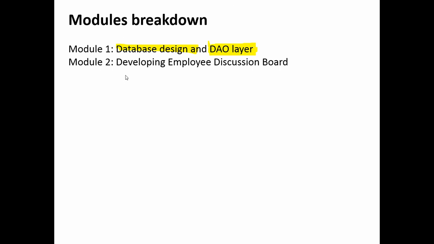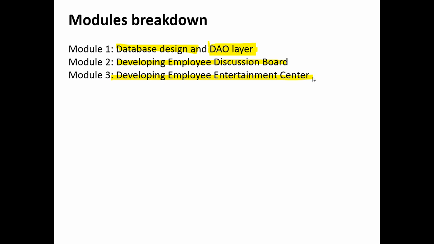Module 2 is all about developing the employee discussion board. Module 3 is developing the employee entertainment center. These 2 are dynamic web projects, and each one will be implemented with its own features. The discussion board will contain features like adding a new post and participating in a post, and the employee entertainment center will contain uploading an image, playing the image, and so on.